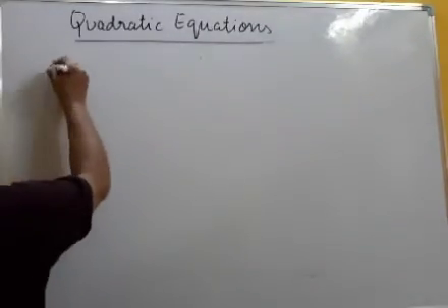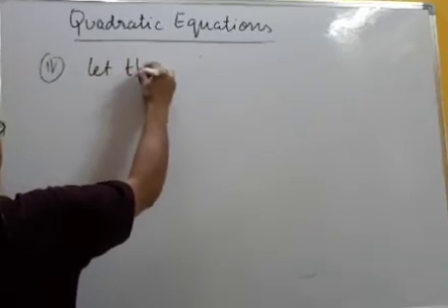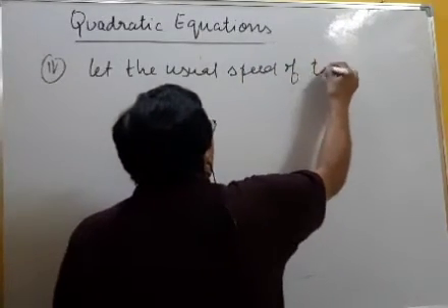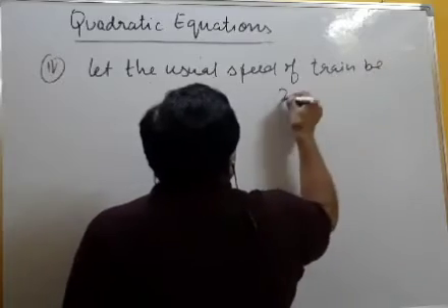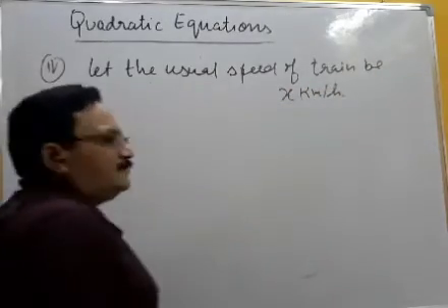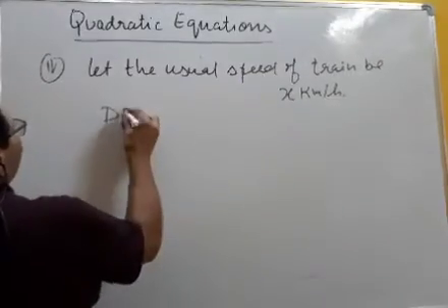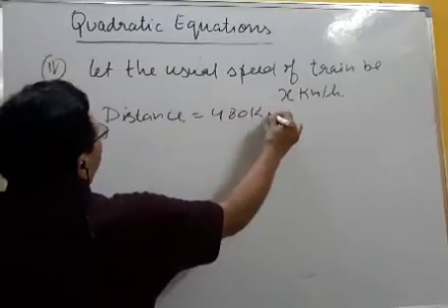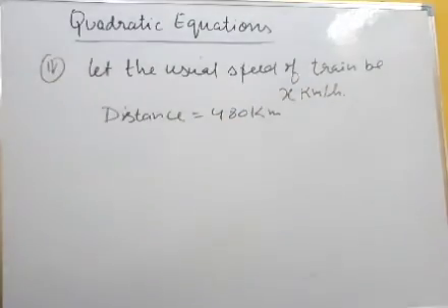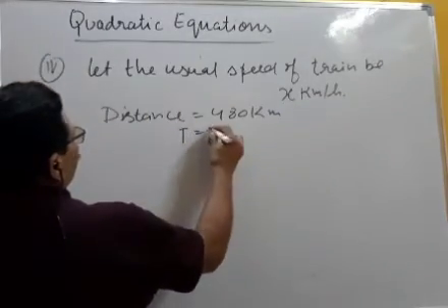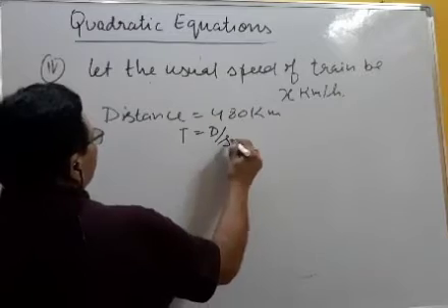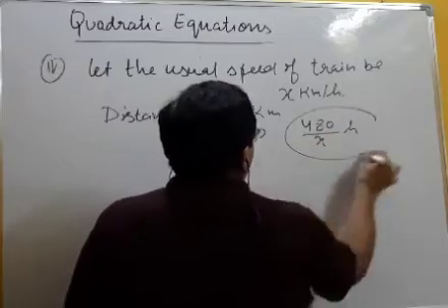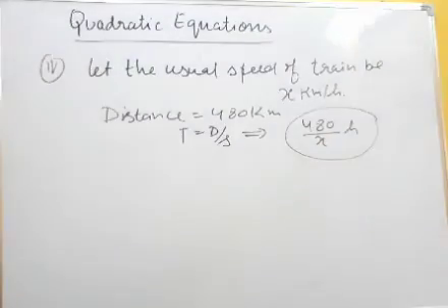So first, let the usual speed of the train be x kilometer per hour. Okay, and distance is given to you, 480 km. Formula as usual, you know how you can calculate the time. Time is equal to distance upon speed, and this will give you 480 upon x hours. This time will be taken by the train as usual at its usual speed. Note it first.